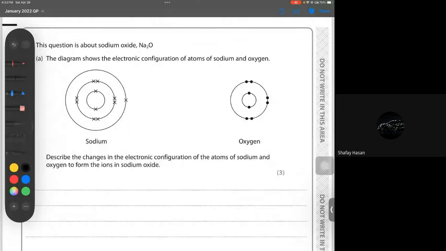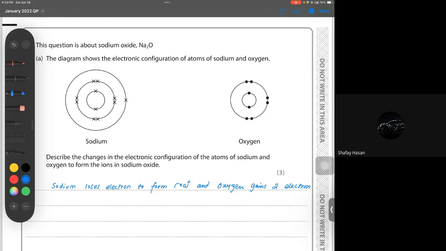After the loss of electrons, sodium would have a positive charge, and after the gain of electrons, oxygen would have a negative charge. So then they would be attracting together to form an ionic compound. Okay, so I would write that sodium loses an electron to form Na+, and oxygen gains two electrons. Okay, oxygen gains two electrons.